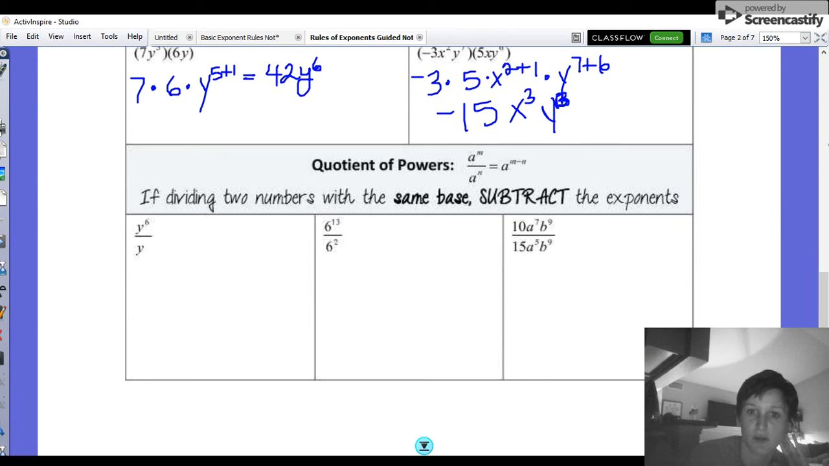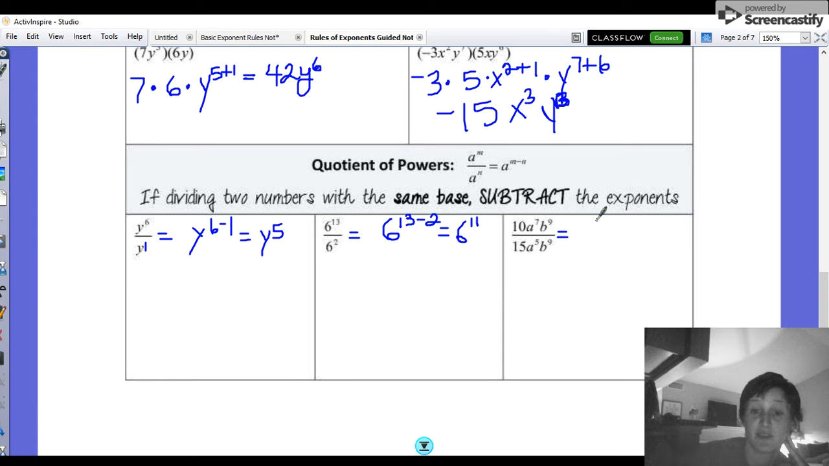Now let's try quotient rule. Remember that says as long as the bases are the same, then we can subtract from top to bottom. So this has an exponent of 1 anytime there's not anything there. So we're doing y to the 6th minus y to the 1st, which simplifies to y to the 5th. Hopefully you're starting to get a hang of these now. We're going to subtract from top to bottom. So the 13th power minus the 2nd power is 6 to the 11th power, whatever giant number that may be.